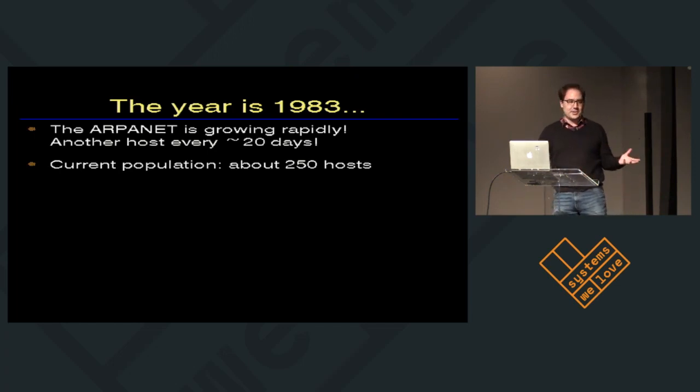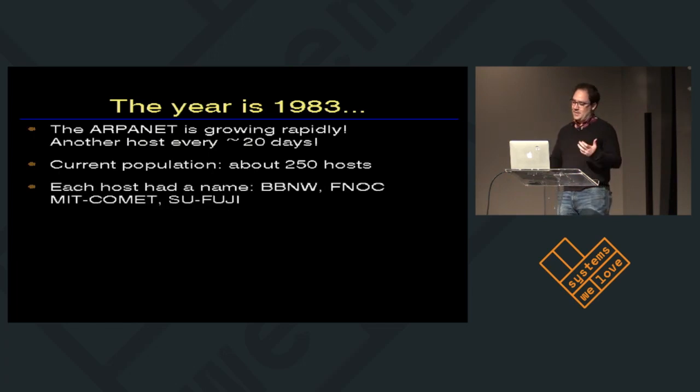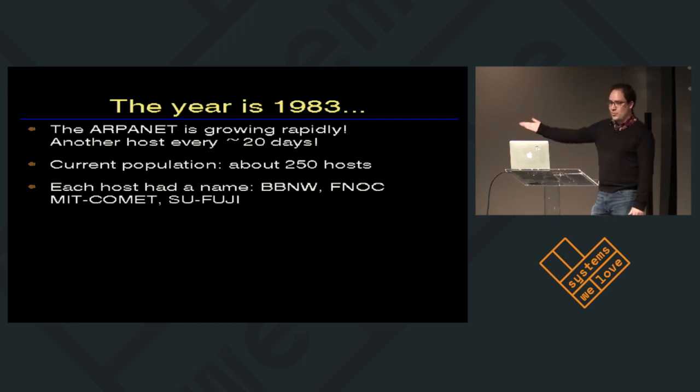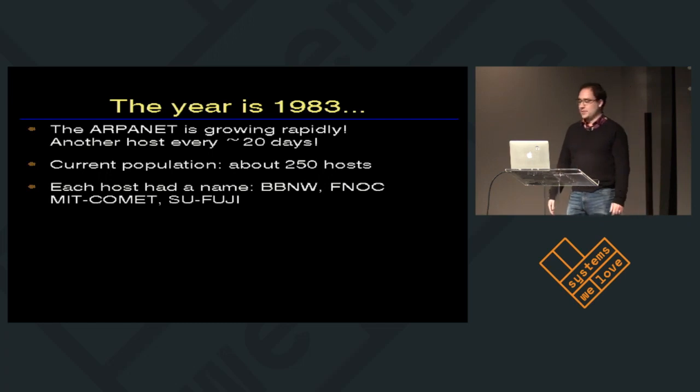And each host on the network from the very beginning had been given a host name. These in the ARPANET days were a short, mostly alphanumeric string, could have hyphens in it as well. A lot of them were prefixed with the name of the university where the machine was running. So here's some examples like BBNW, FNOC, MIT Comet, SU Fuji. These are all real machines in 1983.